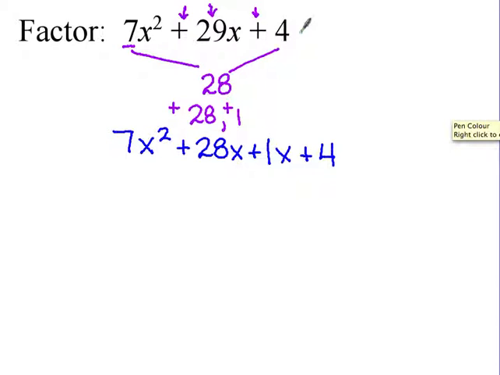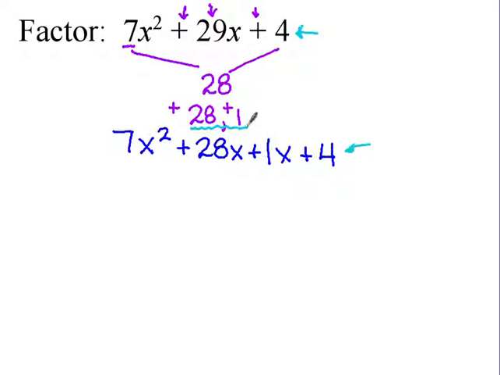Let's look at the original problem here. I split the 29 into 28 and 1. If I look at the original problem, 7x squared plus 29x plus 4, and I compare it to this one right here, I'm going to notice everything's the same, except instead of being 29x, I wrote it as 28x and 1x. So basically, I wrote the same problem as what I did at the top, except I used these 2 numbers.